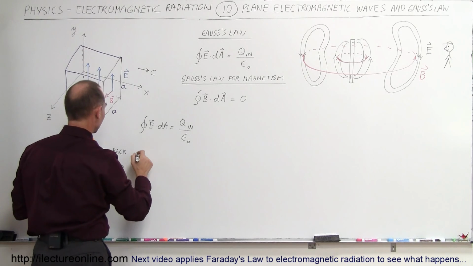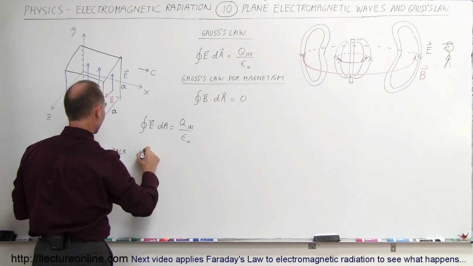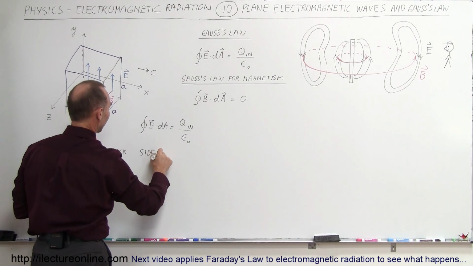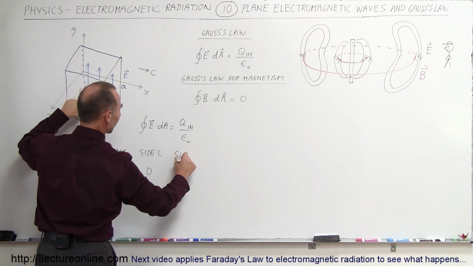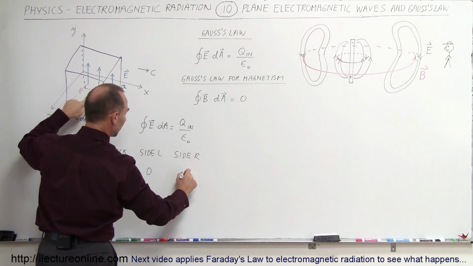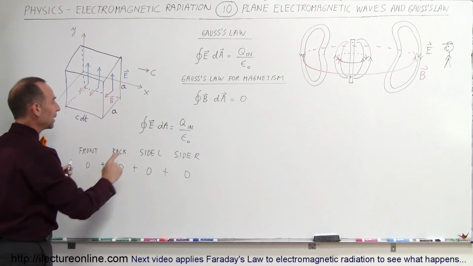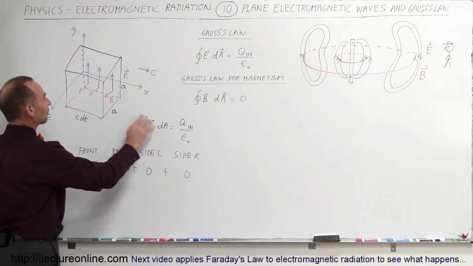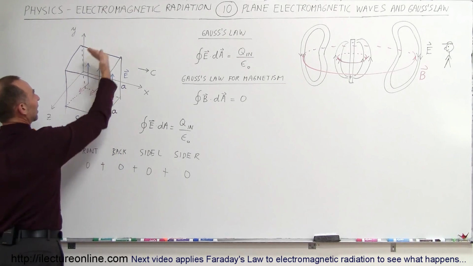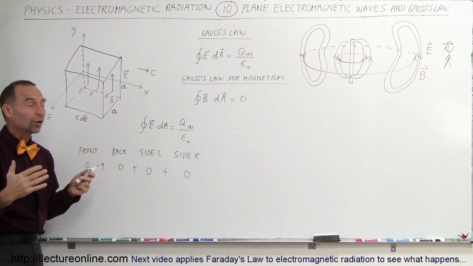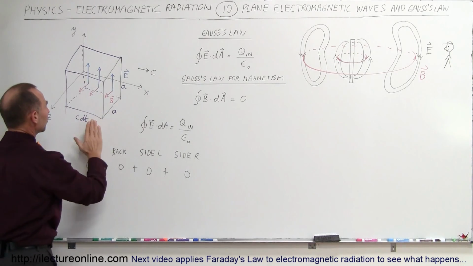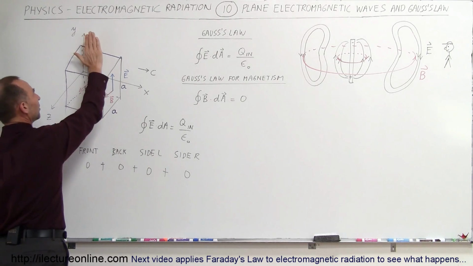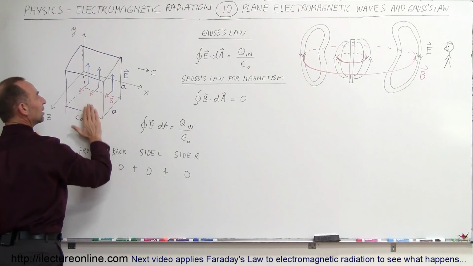So let's see here. The side on the left would be 0, and plus the side on the right would be 0 as well. So far, when we integrate the electric field strength times the area for the front, the back, the left side and the right side, we get zeros all the way around. Now what about the top and the bottom? That's where it's different, because to the top we have electric field lines going in this direction, and to the bottom we have them going in this direction.